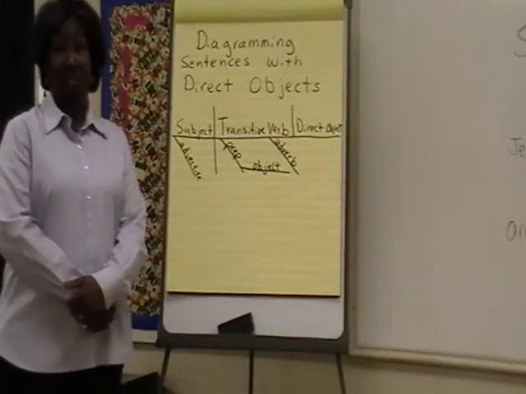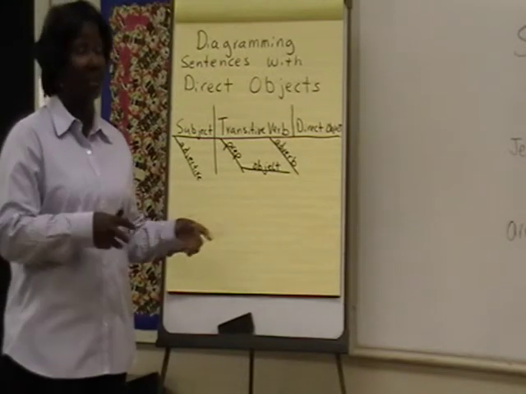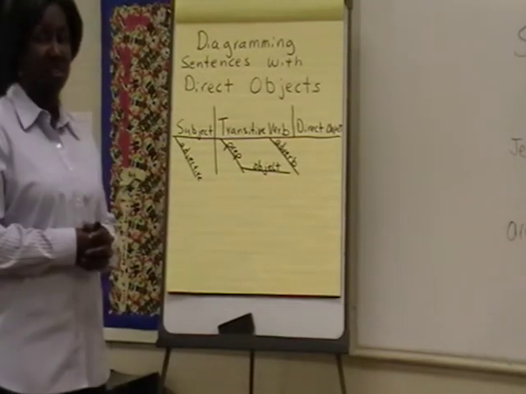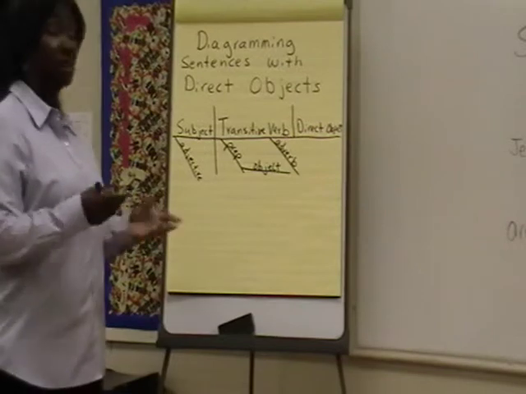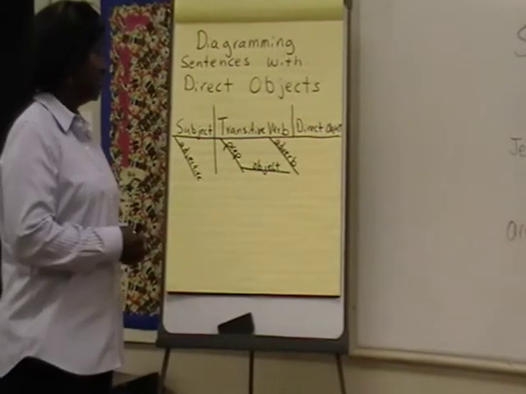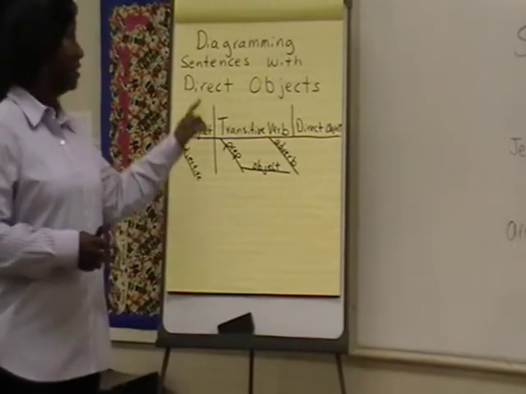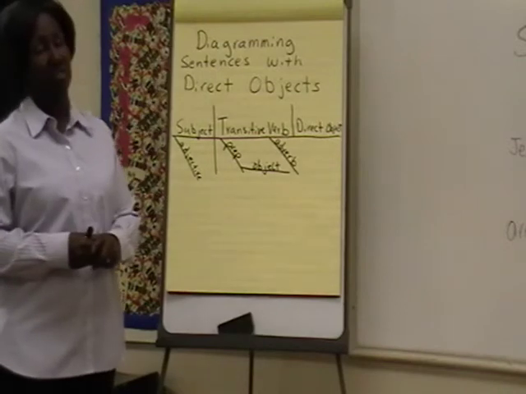The last time we talked, if you haven't watched it, you need to go back. We discussed analyzing sentences with direct objects and some without direct objects. But what I want to do with you today is look at diagramming some sentences with direct objects.